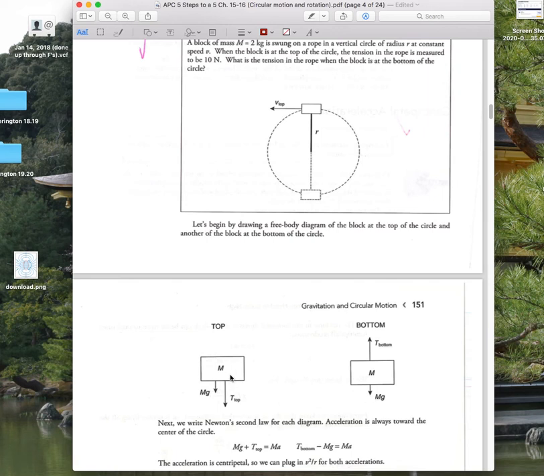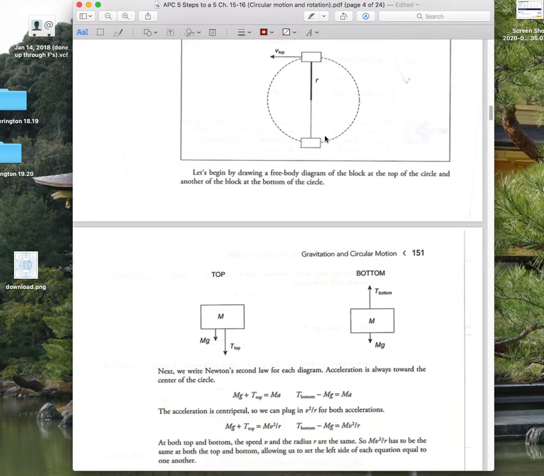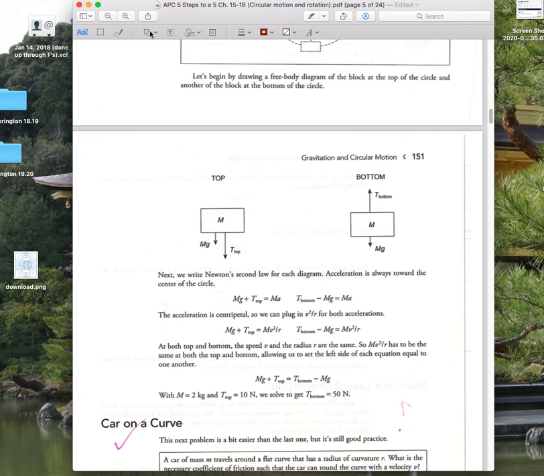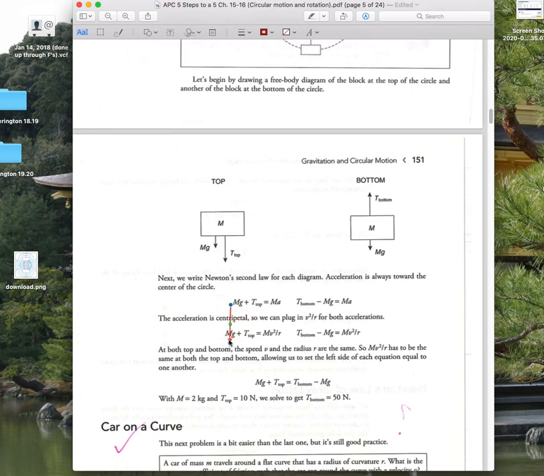But since your centripetal force, if you were going at a constant speed, would be the same, if we were up at the top of the path here, you could say that the net force would still be the same.